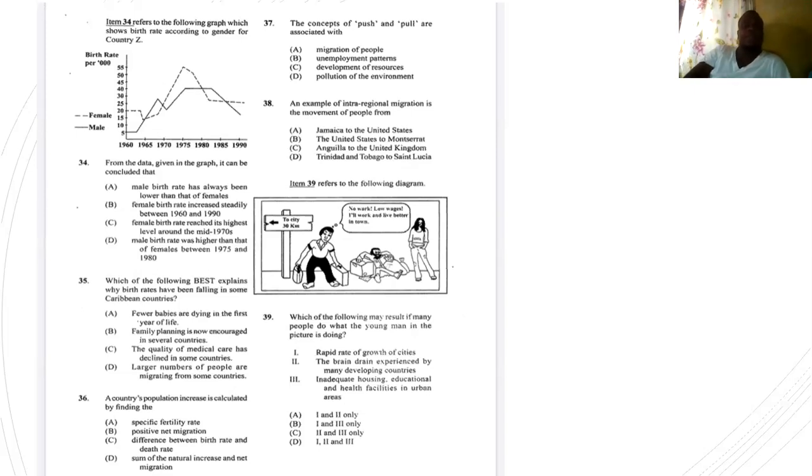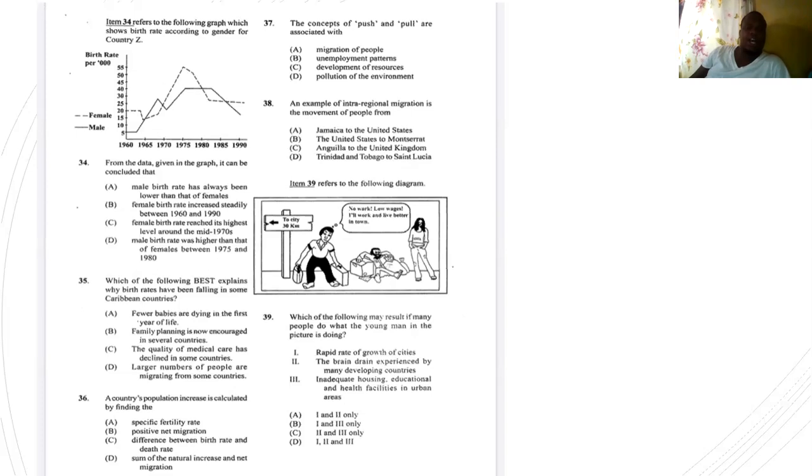35. Which of the following best explains why birth rates have been falling in some Caribbean countries? A, fewer babies are dying in the first year of life. B, family planning is now encouraged in several countries. C, the quality of medical care has declined in some countries. Or D, larger numbers of people are migrating from some countries. The answer for 35 is B, family planning is now encouraged in several countries. That is why birth rates have been falling. So it means that ladies are waiting later to have babies, so fewer babies are being born because of the use of contraceptives or family planning.